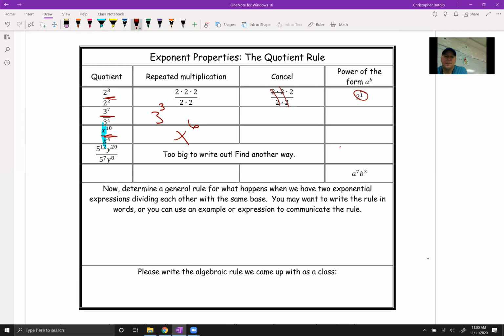So for this one, I have two separate problems now. I have 5 as a base, so 12 minus 7 is 5. And we'll have y's as well, so 20 minus 8 is 12.